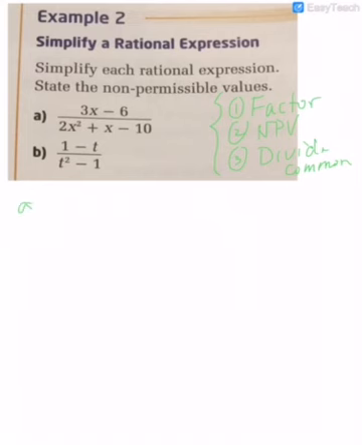So let's look at A. On the top here, I see that 3 goes into both 3 and 6 in the numerator. So I'm going to factor out a 3, and I'm left with x minus 2. In the denominator, you're going to need to factor this either using the box method or decomposition.